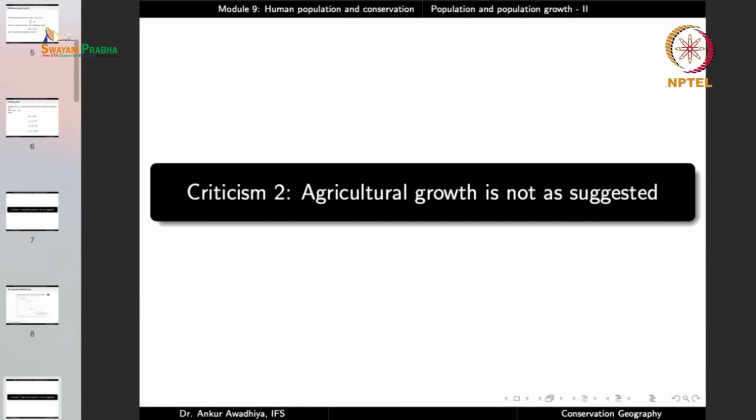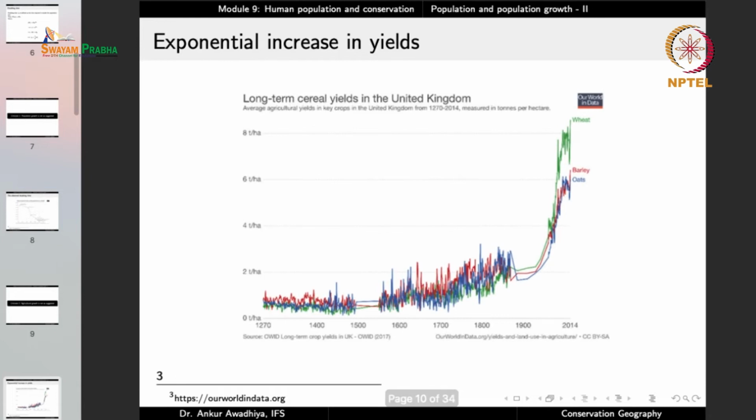Second, when he talked about the agricultural growth, he said that it increases by an arithmetic progression. But that is again not exactly true. Because if we look at things like the cereals, we observe that there is an exponential increase in the yield. For example, in the year 1700, the yield of wheat was roughly 1 ton per hectare in the United Kingdom. Currently, it is roughly 8 tons per hectare. So it has become 8 times. And if we plot it, this also looks like an exponential curve.